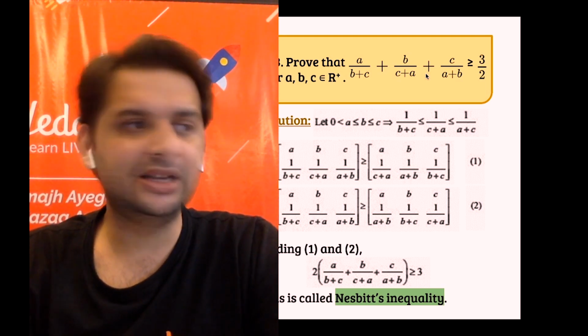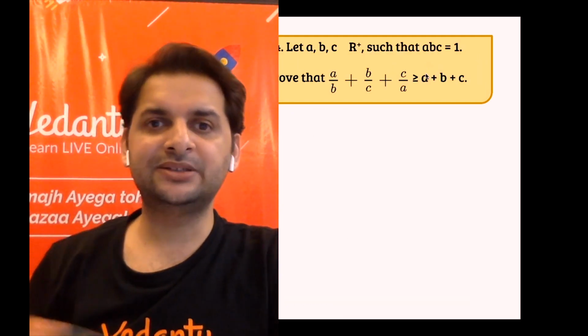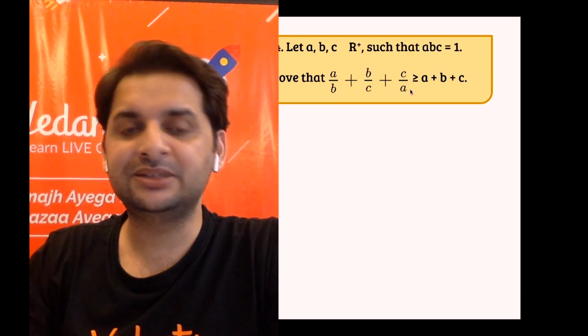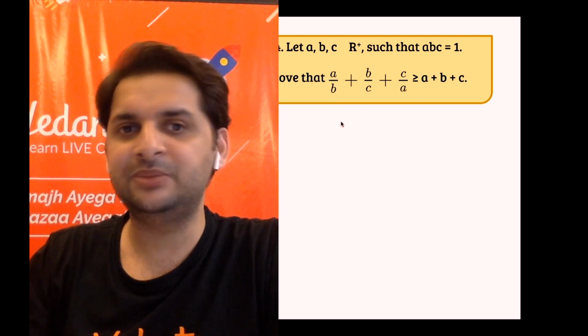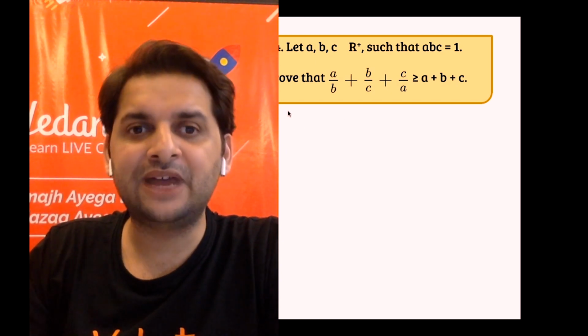Which brings us to the last question. If a, b, c are positive real numbers such that abc is equal to 1, prove that a upon b plus b upon c plus c upon a is greater than or equal to a plus b plus c. So for this, what I do is I take 3 fractions.